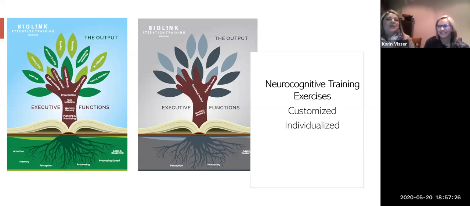The training that we do is focused on strengthening and developing cognitive and executive functioning skills. And the program is 100% individualized and customized. And because we've done the assessment, we know exactly which areas and what exercises. So we do cognitive exercises to help the child, you know, how to do it.